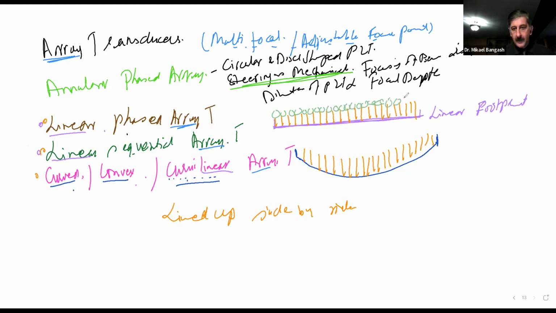Lined up like soldiers standing guard, which mainly means that they will be standing shoulder to shoulder. Did that make sense? Okay. As far as your linear convex, sorry, your linear phased array and your linear sequential array are concerned, they could be called linear mainly because they had a footprint which was in a straight line.